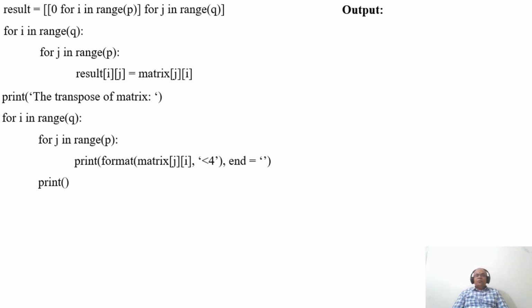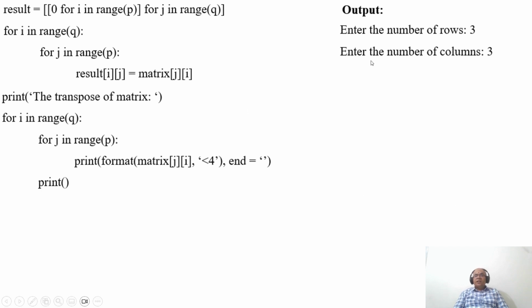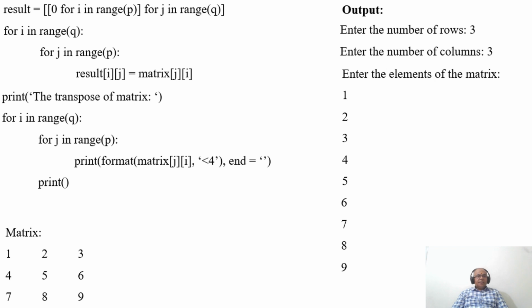So you can see the output is: enter the number of rows, that is 3, enter the number of columns, that is 3, then enter the elements of the matrix, that is 1 2 3 4 5 6 7 8 9. Then the matrix, which is the original matrix which we have entered, whatever we entered here, the same thing is going to come here in rows and columns.